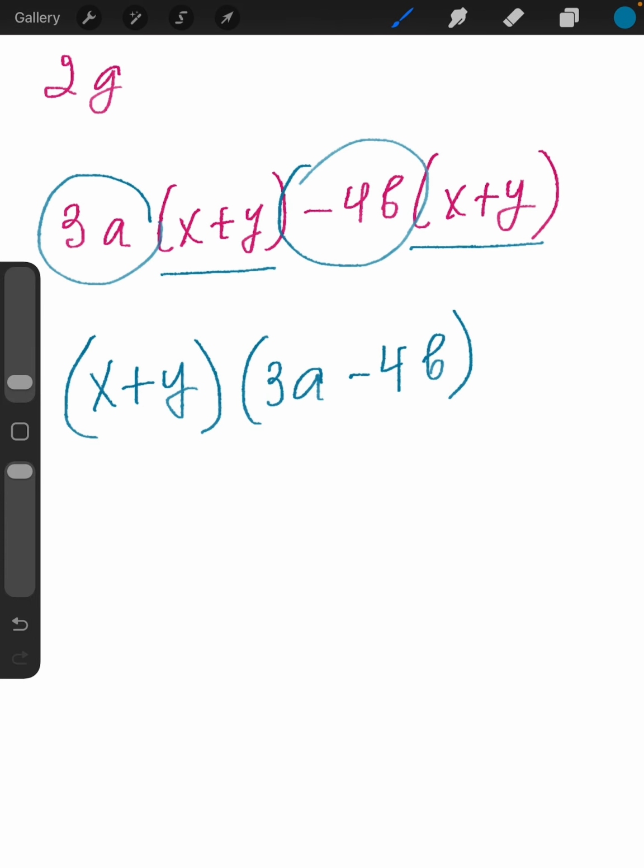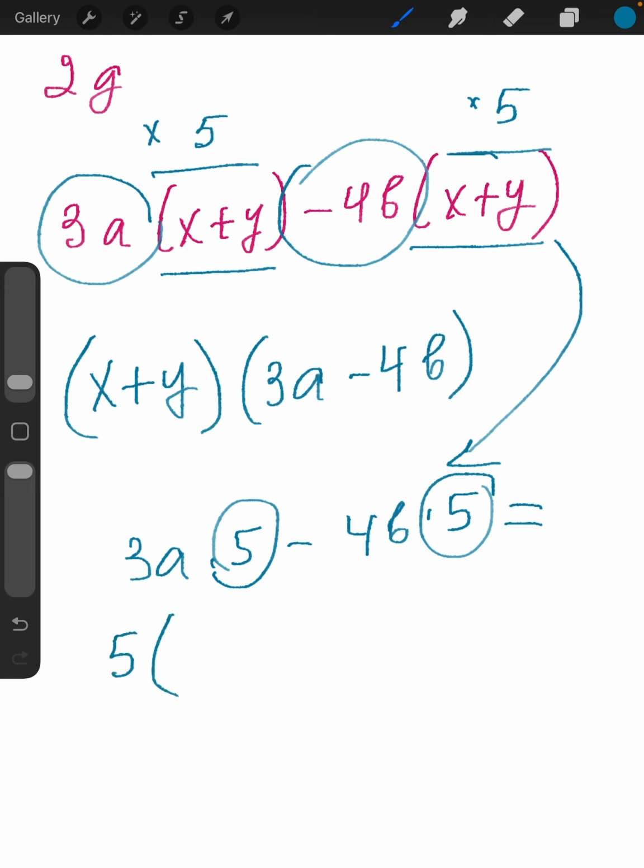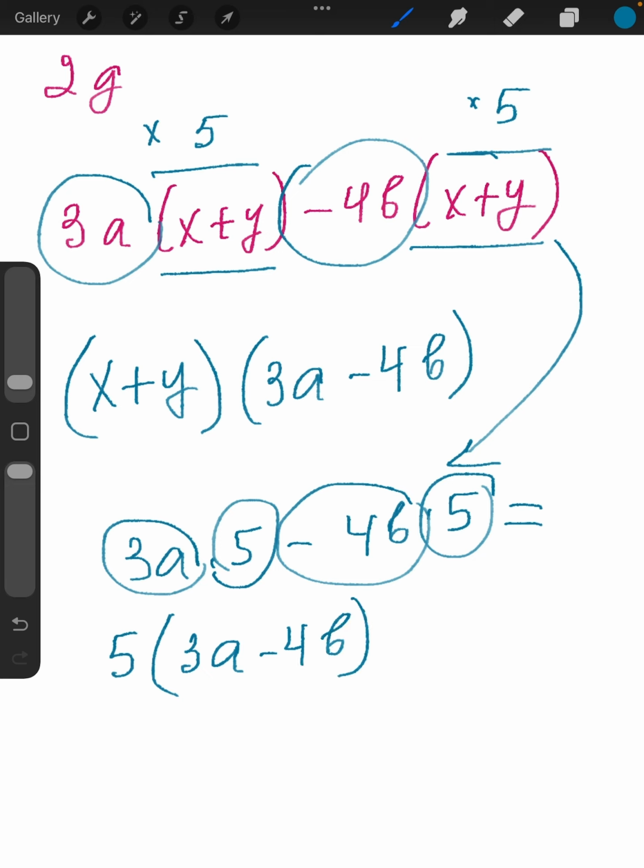Okay, and it works exactly the same way as if you were to do this operation with a number, right? So if we had, instead of x plus y, the number 5, right? And here too, 5, right? You would have something like 3a times 5 minus 4b times 5, right? And then we would factor out the number 5, right? We would put 5 outside the parentheses, and inside the parentheses we would have 3a minus 4b, right?